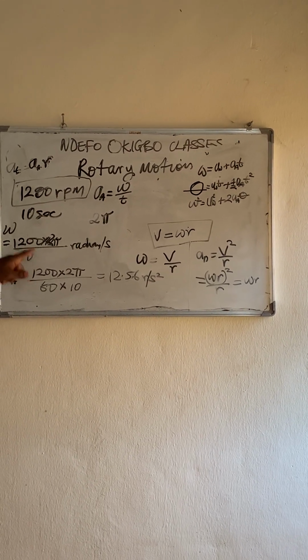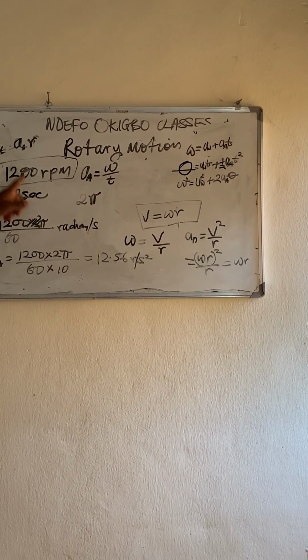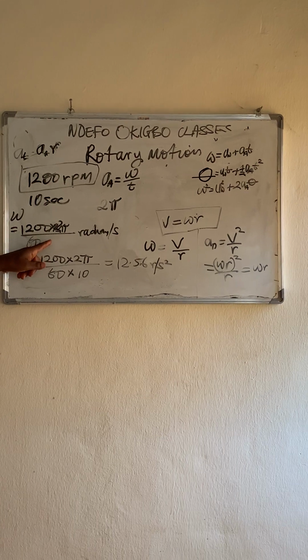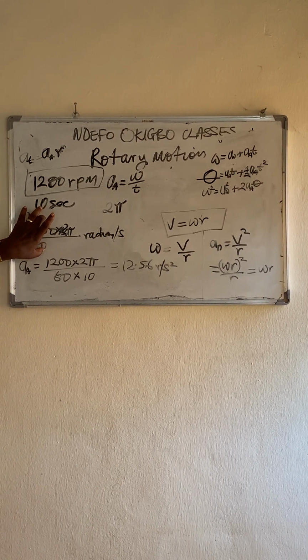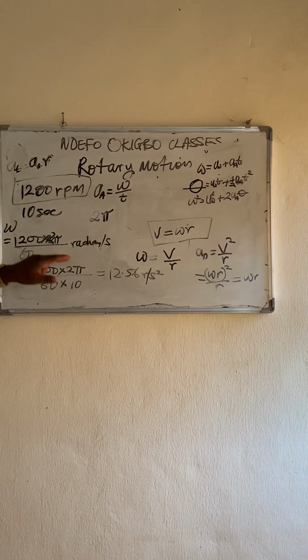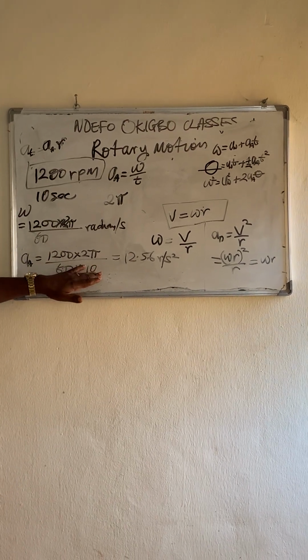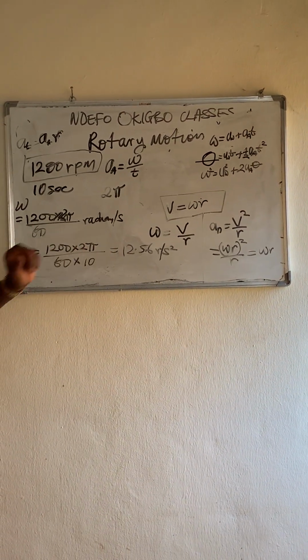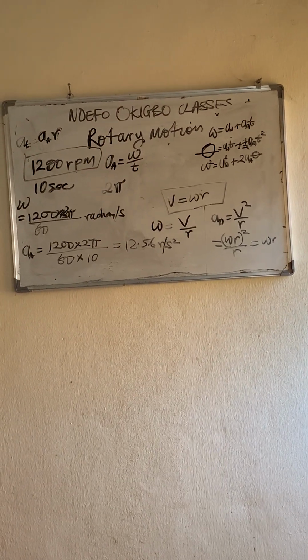We divide by 60, because a minute is 60 seconds. We also want to change from revolution to radian, but one revolution is 2 pi. That's why we multiply by this. So this is still the angular velocity. Then we divide it by the time, because angular acceleration is equal to angular velocity divided by time. That's exactly what we did to get the answer, 12.56 radian per second square.